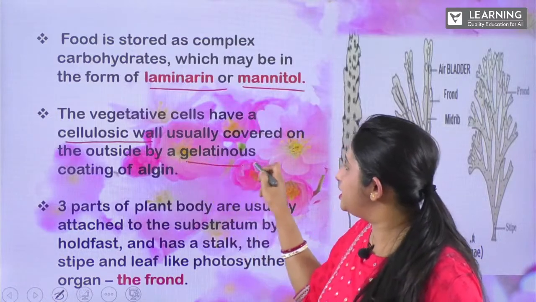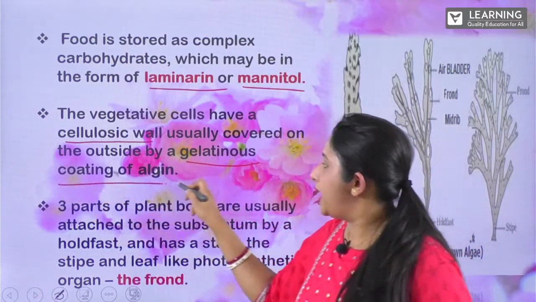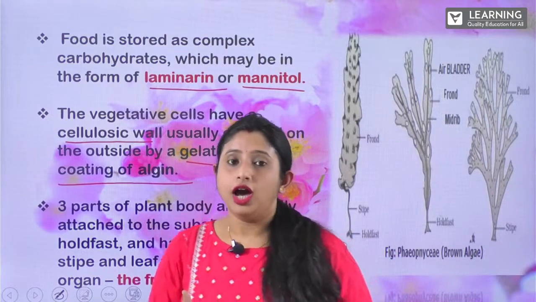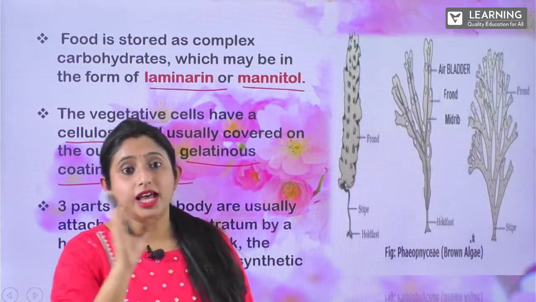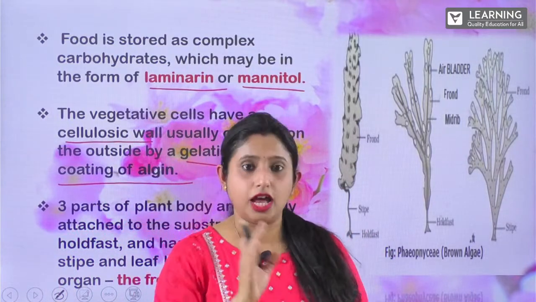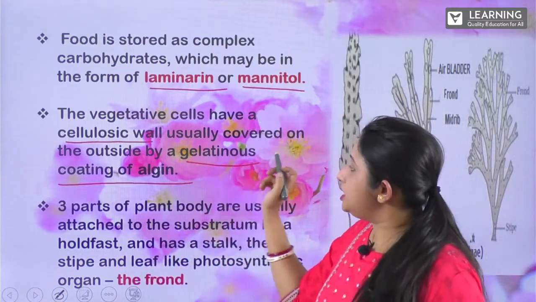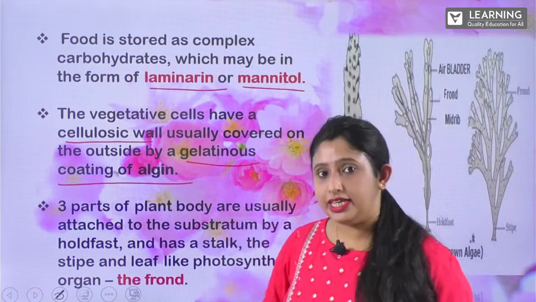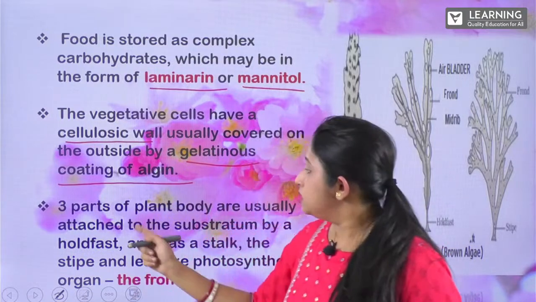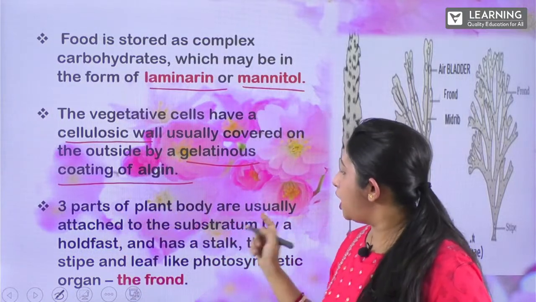And they have a gelatinous coating of algin. So this type of algae has a cell wall made up of cellulose, and they also have a gelatinous coating of algin. Is that clear?